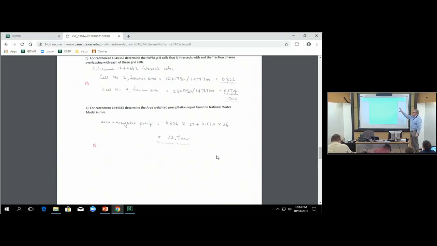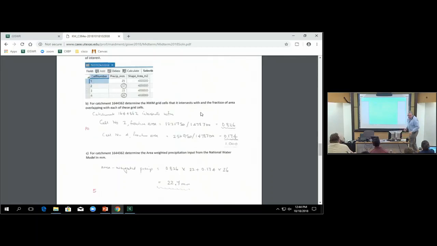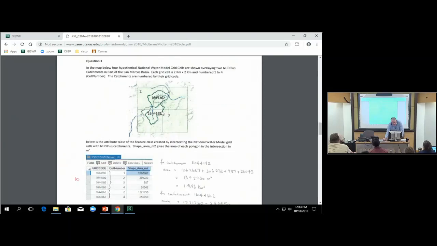Now, quite a lot of people interpreted the first question up here differently, and took the proportion of the area of the catchment within the grid cell. In other words, looked at this piece here as a proportion of the cell area and this piece here as a proportion of this cell area.